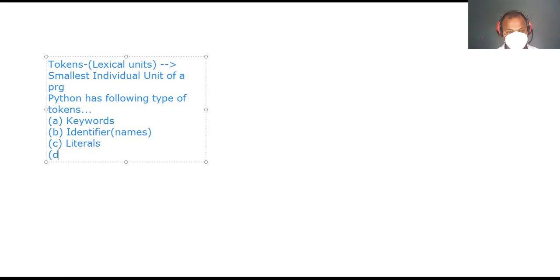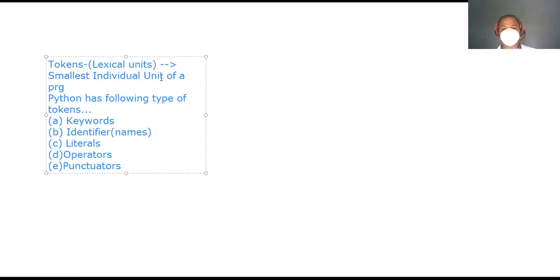The next one is operator. You all know arithmetic operators, plus, minus, multiply, divide. Relational operators: greater than, less than, equal to. We'll see in detail what they are. And the next one is punctuators. So students, these are the topics of the discussion. Python has the following types of tokens.